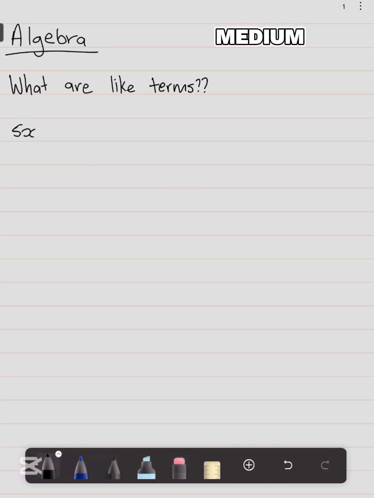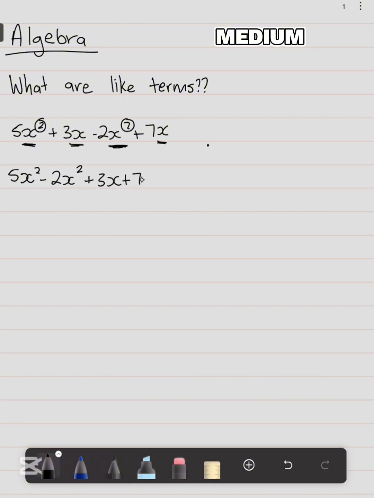Now let's have a go with like terms with different powers. So as you can see here, we've got a lot of x's. But the difference between them is that there are different powers. The 5x squared and minus 2x squared are like terms because they are raised to the same power. But the 3x and 7x are different because they only have a power of 1. So there are two different like terms here.